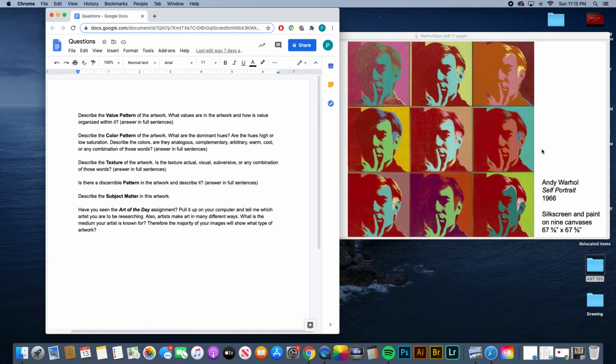The subject matter of the artwork. Well, what is the subject matter of the artwork? To answer this question correctly, you would be thinking back to the second week lecture where we were talking about chapters 1 and 2. So the subject matter is what do we see in the artwork? The subject matter of the artwork is what we see in the artwork.